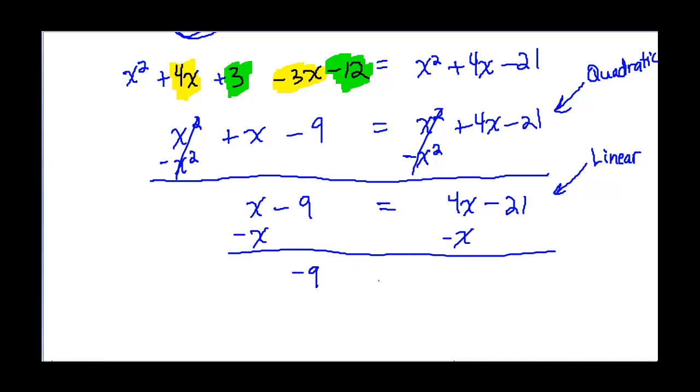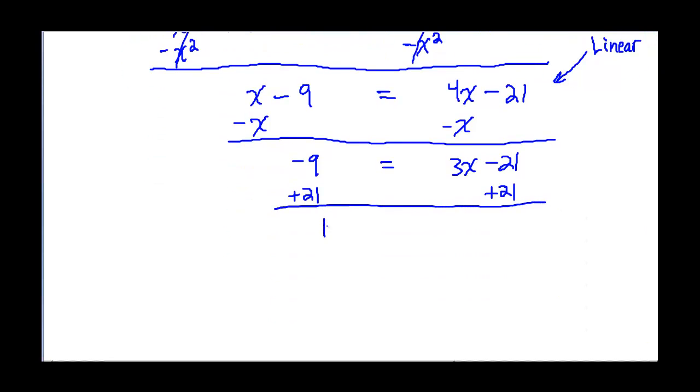I get negative 9 equals 3x minus 21. I can add 21 to both sides. I have 3x equals 12. And last but not least, we can divide both sides by 3. We get x equals 4, right? Again, that's a possible solution, right?